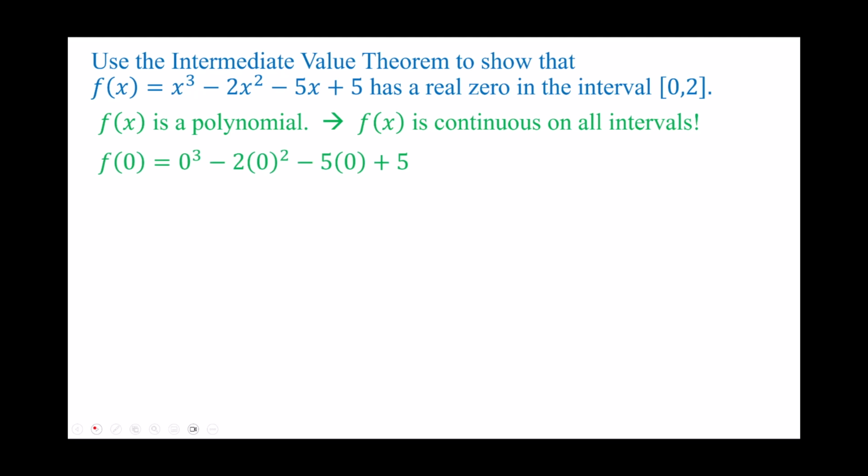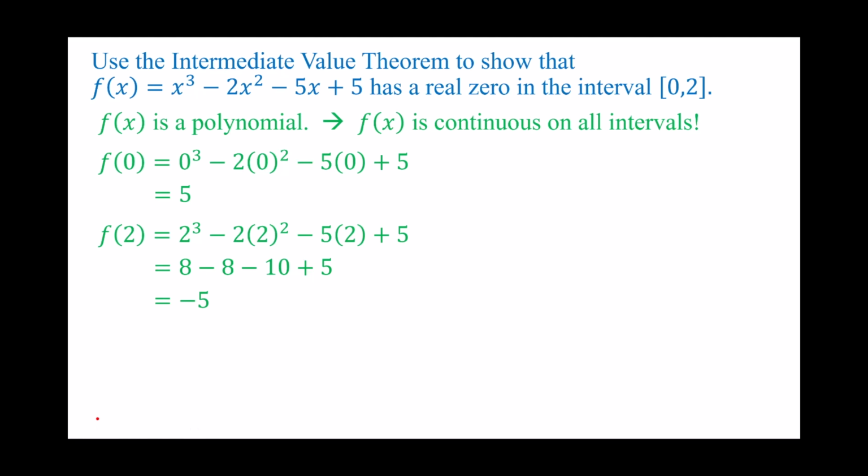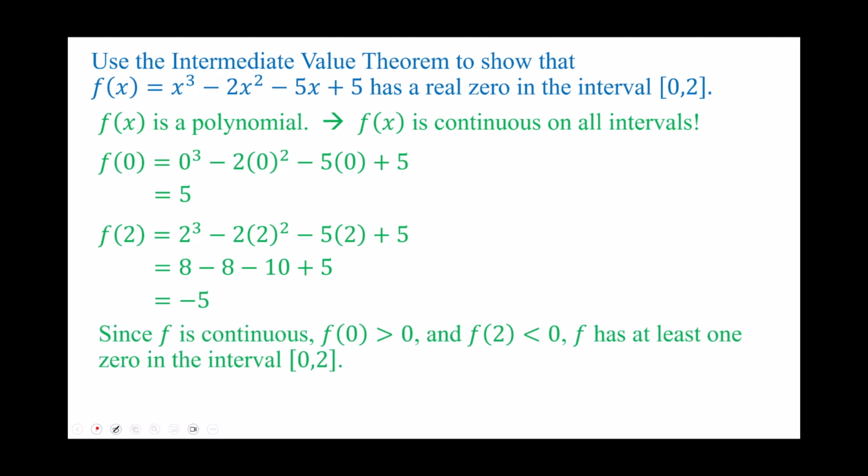f of 0 would be 0 cubed minus 2 times 0 squared minus 5 times 0 plus 5, which gives us 5. So f of 0 is positive. Let's find f of 2. That would be 2 cubed minus 2 times 2 squared minus 5 times 2 plus 5, which is 8 minus 8 minus 10 plus 5, or negative 5. So f of 2 is negative. So f of 0 is positive, f of 2 is negative. So somewhere in between x equals 0 and x equals 2, we're going to cross the x-axis. We have a 0 or an x-intercept somewhere on that interval 0 to 2.